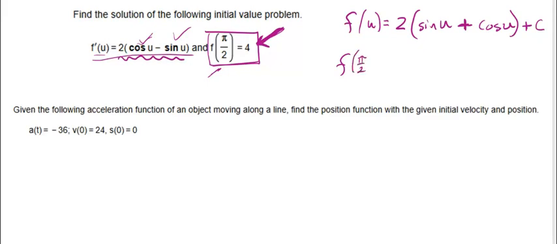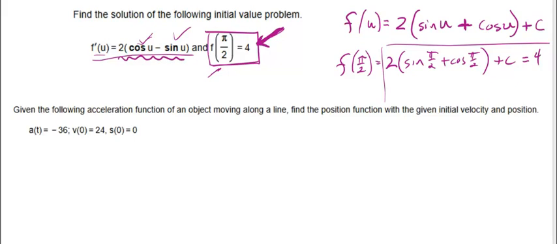F of pi over 2. So I just rewrite the antiderivative, but I plug in my input. And I say, well, that has to be equal to 4. And then that should allow me to solve for c. I should be able to solve this thing for c. Sine of pi over 2 is 1. Cosine of pi over 2 is 0. So that's 2 plus c equals 4. Subtract 2, c equals 2.